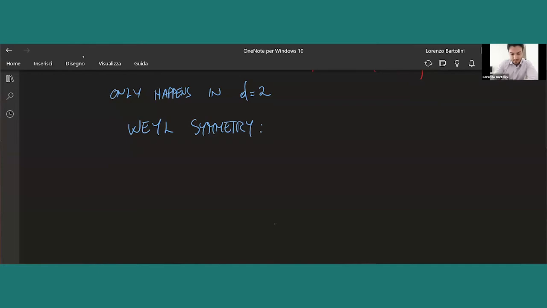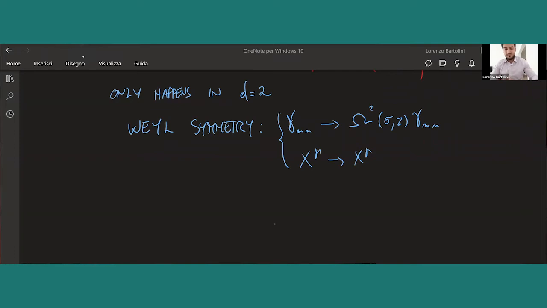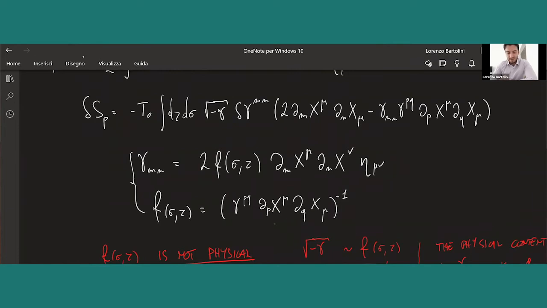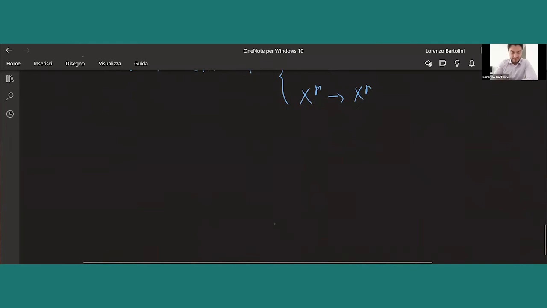And it's a symmetry that sends gamma mn into the same matrix scaled with some conformal factor and without touching the space-time coordinates. So at this stage, if we look back at our action and we keep in mind that this gamma matrix here is essentially the physical quantity encoded here, the induced metric on the worksheet, then we can say that at this stage, the theory is D scalars coupled to two-dimensional gravity.